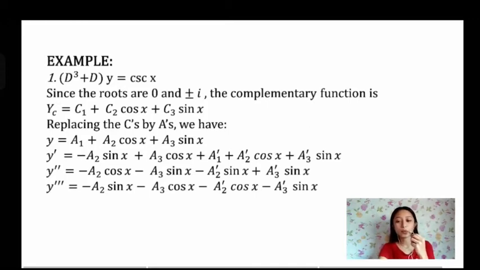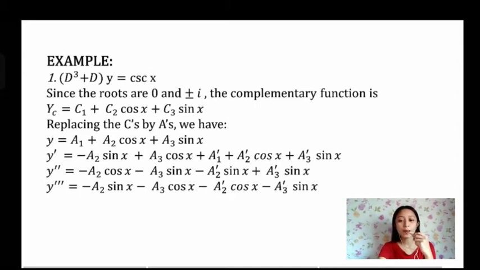Second derivative is y double prime equals negative a sub 2 cosine x minus a sub 3 sine x minus a sub 2 prime sine x plus a sub 3 prime cosine x. Third derivative is y triple prime equals a sub 2 sine x minus a sub 3 cosine x minus a sub 2 prime cosine x minus a sub 3 prime sine x.